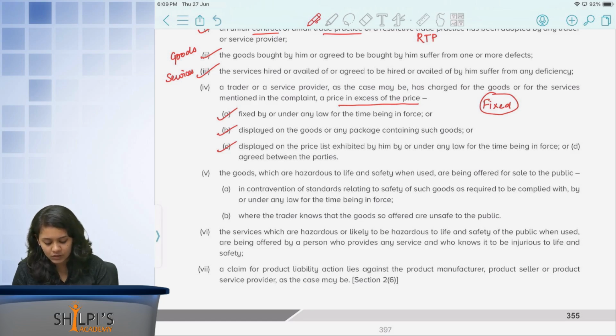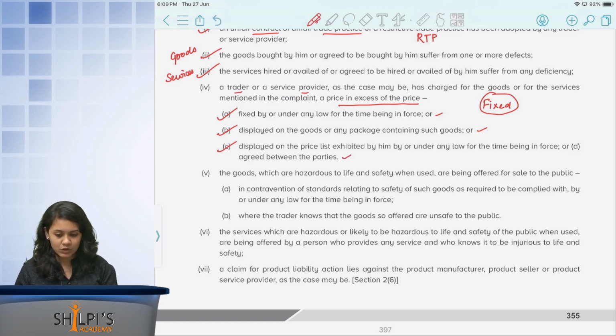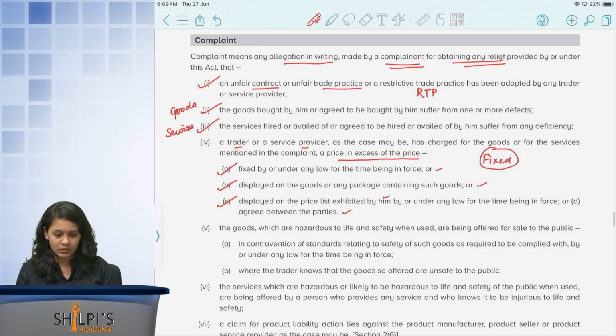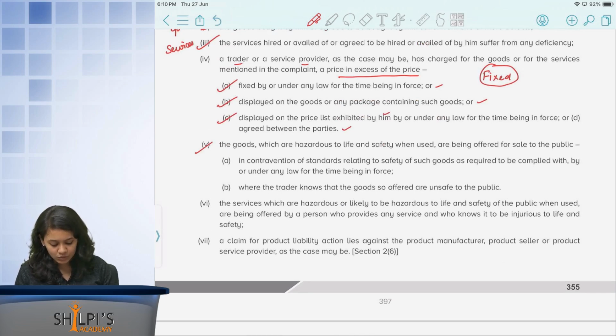So, 4 points. If a trader or a service provider has charged excess of price in comparison to what? Anything which is fixed by law, anything which is in the price mentioned in the package itself, the price displayed by the trader himself because he has an obligation under law to display that price, or if it is agreed between both the parties. Okay, so now we've covered 4 points under why you can go for complaint: unfair contracts, unfair restrictive trade practices, deficiency in goods, deficiency in services, and there is an excess in price compared to those 4 points.